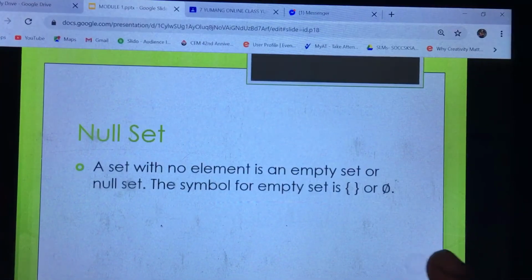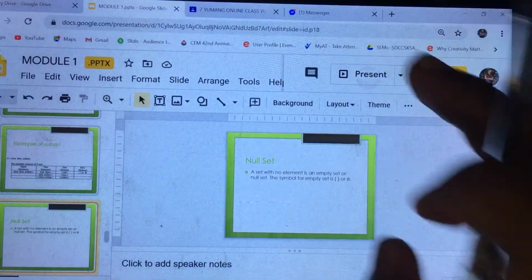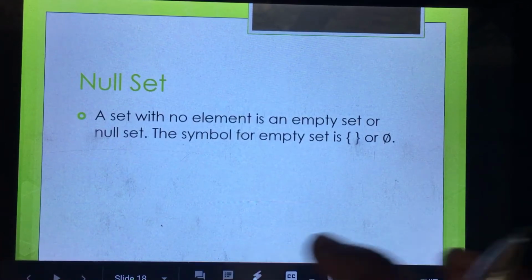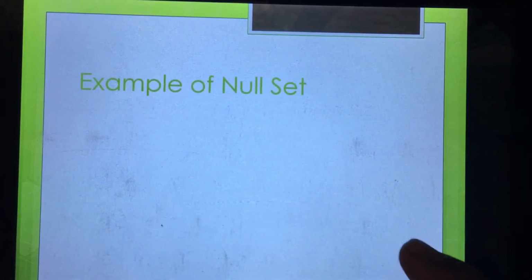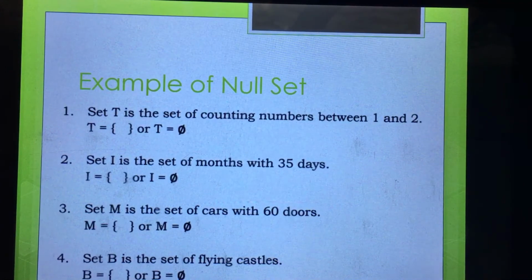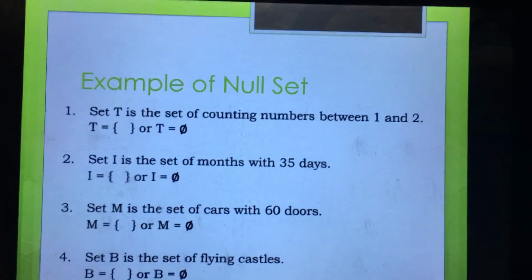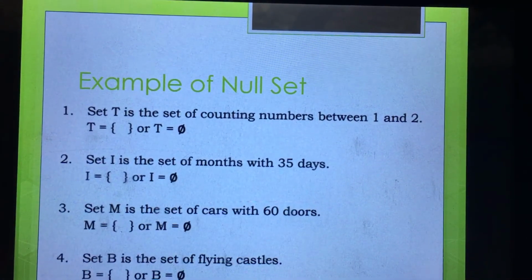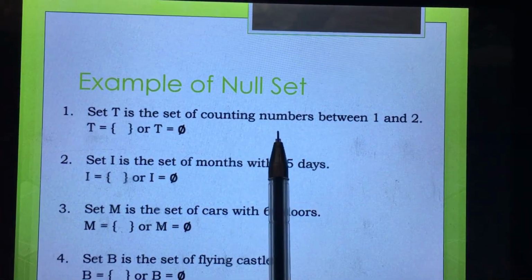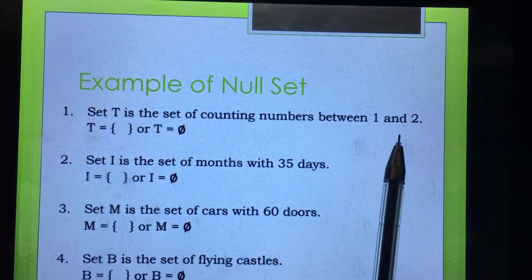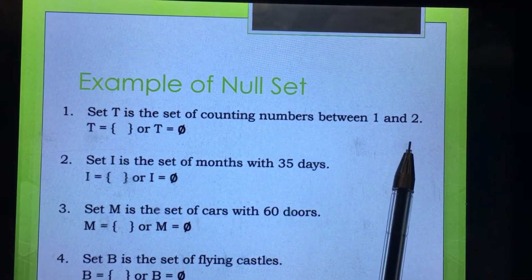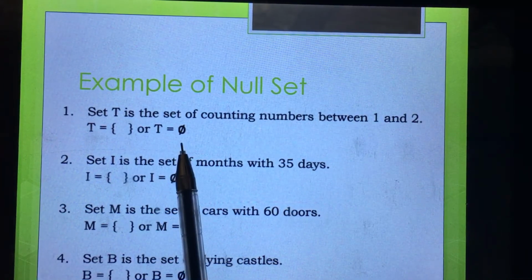Another example. Example of null set. Set T is the set of counting numbers between 1 and 2. What are the numbers used in counting? So, we have 1, 2, 3, 4, 5, 6, 7, 8, 9, 10, and so on and so forth. But that counting numbers must be between 1 and 2. Is there a counting number between 1 and 2? So, wala. Therefore, you write null or the symbol for null.